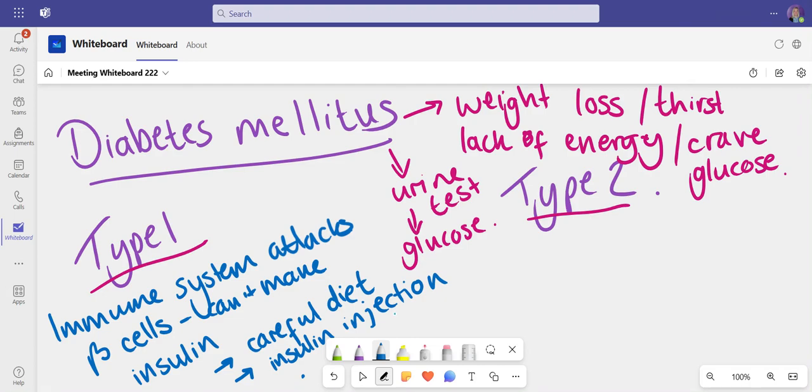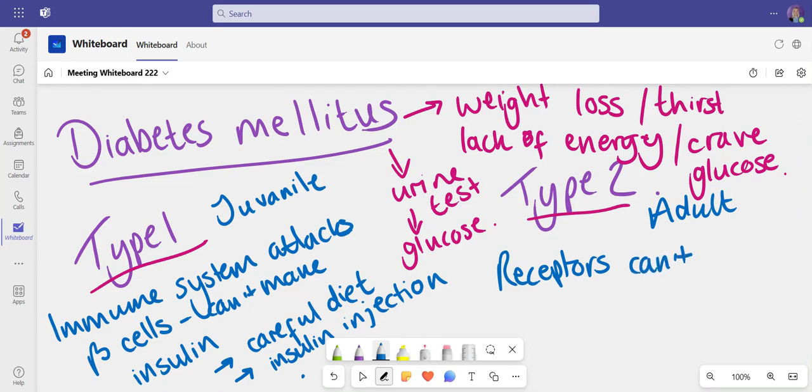Type 2 diabetes is usually diagnosed when you're an adult. So type 1 is called juvenile, which means as a child, and this is known as the sort of adult one. It's usually diagnosed when you're an adult, and it's called late onset diabetes. You're still making insulin from the beta cells, but your receptors aren't working. So the receptors can't detect the insulin. So you have got insulin, but your receptors can't detect the insulin, and therefore the insulin doesn't do its job.